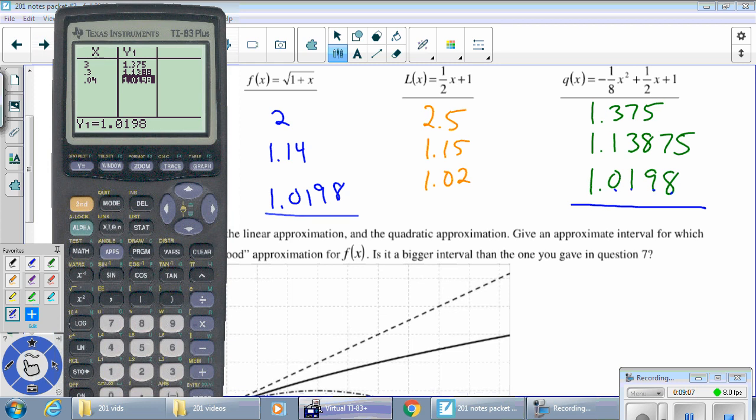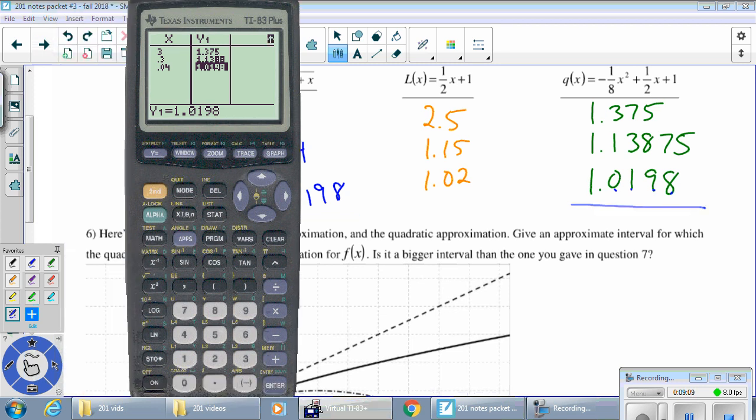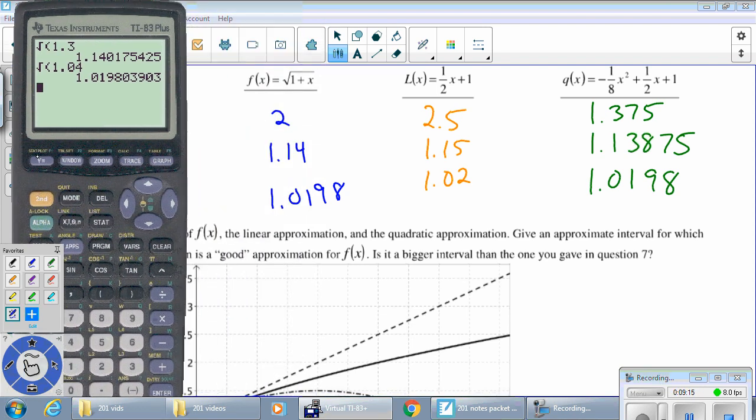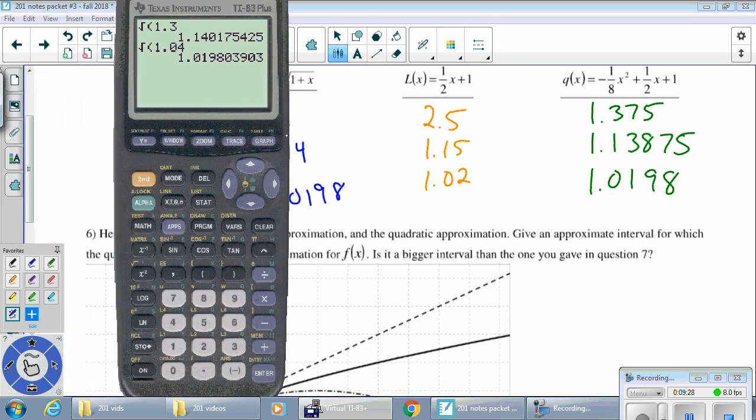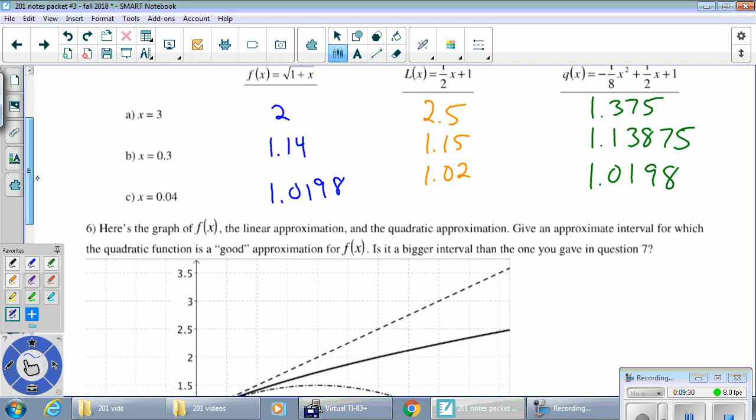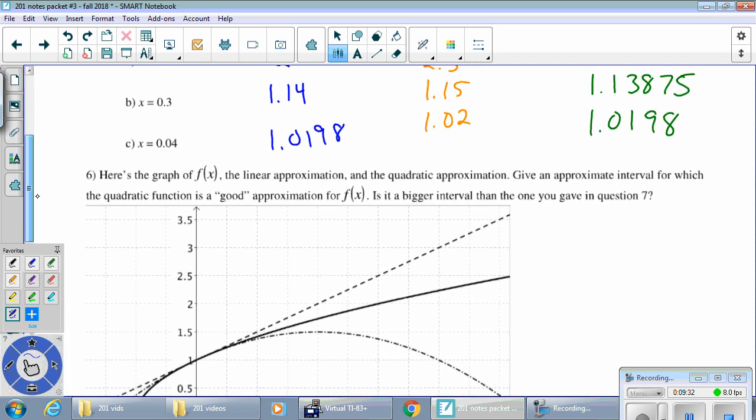Just for kicks, let's bring that number back up. So the square root of 1.0104 is 1.019803. And so that is darn close to our approximation here, the bottom green number, 1.0198. So our parabola is approximating really well, clearly better than the line in most cases there.